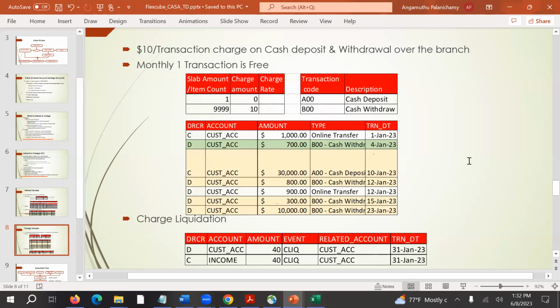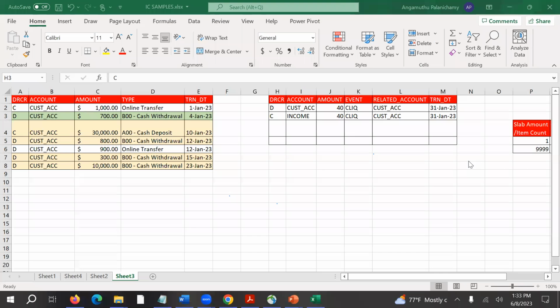So for cash deposit accounting entry setup, I would have used this transaction code to display in the statement. When our customer does the transaction, it will come as B00 cash withdrawal. Transaction description I would have given as cash withdrawal. So in the statement, it will come as cash withdrawal. That is the narration that comes in the statement. Additionally you will have something else, but this is how it is identified.